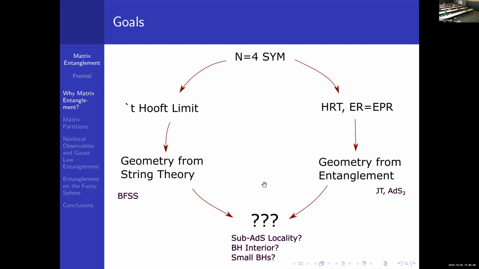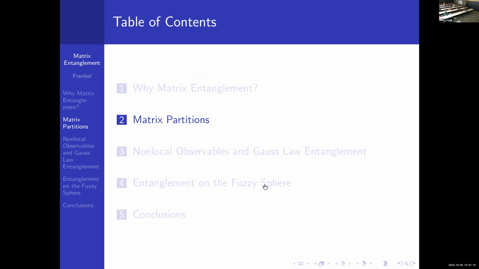And hopefully there's some way to connect these two pictures into a consistent description of how geometry is emergent on the sub-AdS length scale, in the S5 directions of AdS5 cross S5, and perhaps the interior of small black holes, and similar puzzles that we have yet to understand. Right. So this is the motivation.